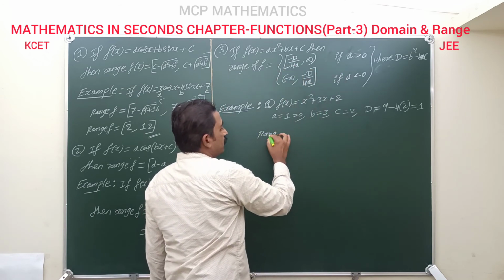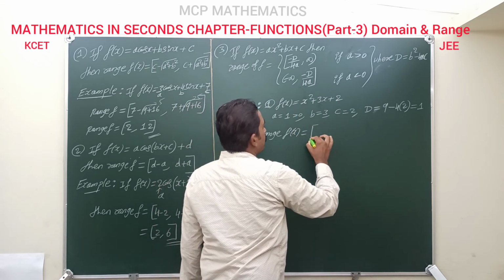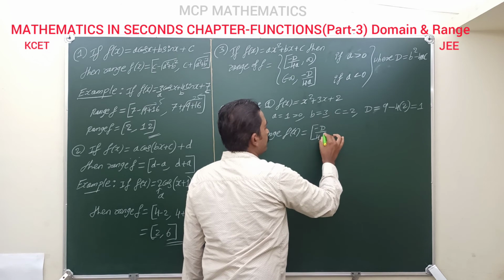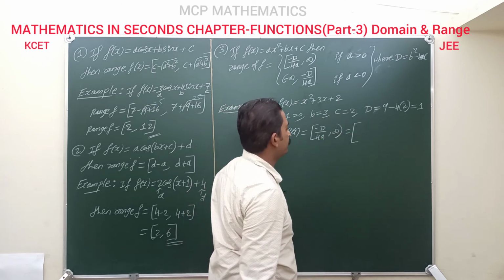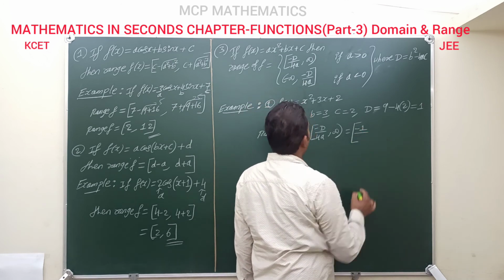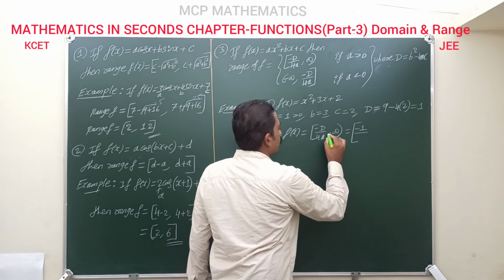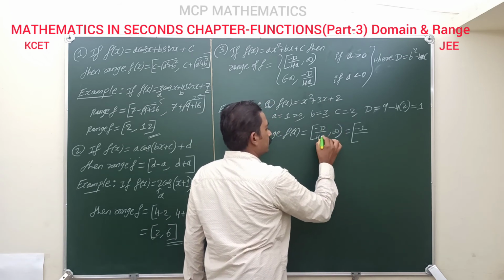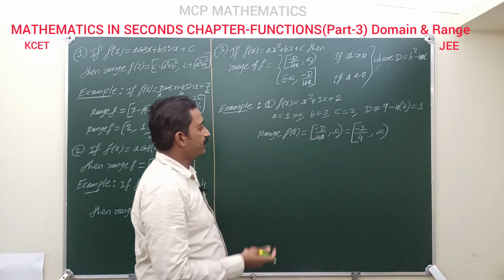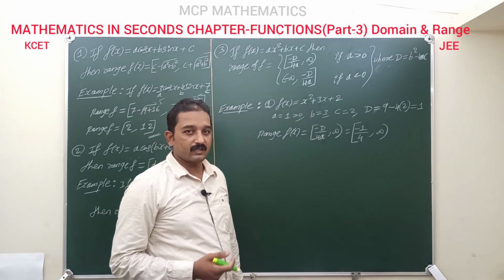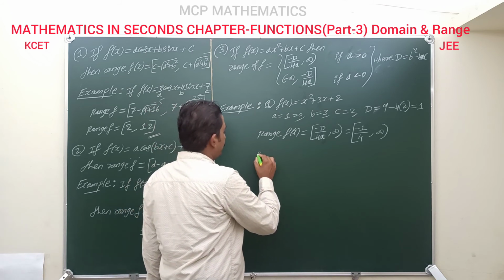The range of f of x is the closed interval minus D divided by 4a to plus infinity, nothing but minus 1 divided by 4 into a. So a is 1, 4a is 4 ones are 4. Minus 1 by 4 to plus infinity. Directly we can write the range of this function. But as usual, finding it the long way is a lengthy process. Now let us take a second example.